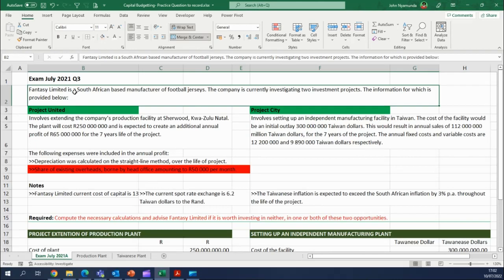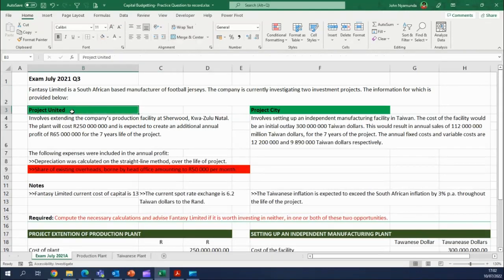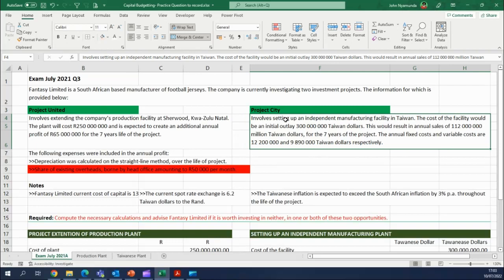Fantasy Limited is a South African-based manufacturer of football jerseys. The company is currently investigating two investment projects. The information is provided below. Project one involves extending the company's production facility at Sherwood in KwaZulu-Natal. Project two involves setting up an independent manufacturing facility in Taiwan.